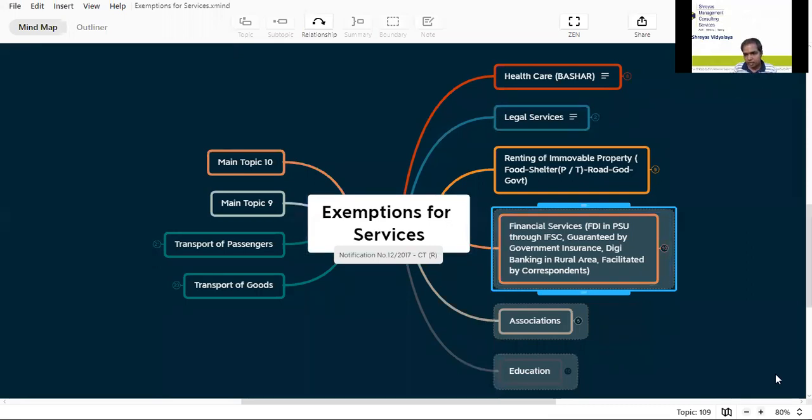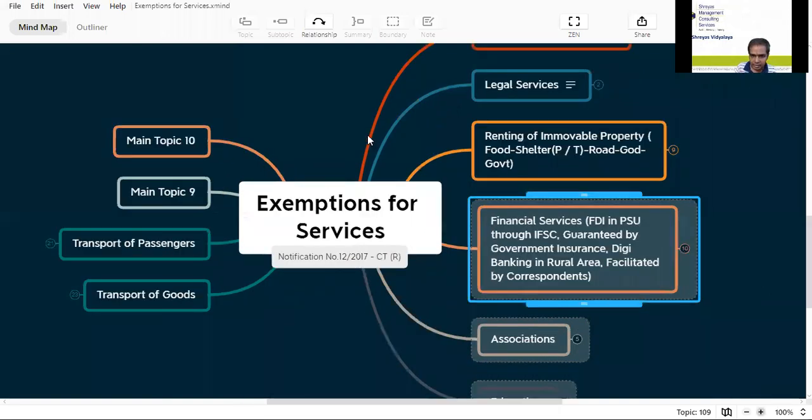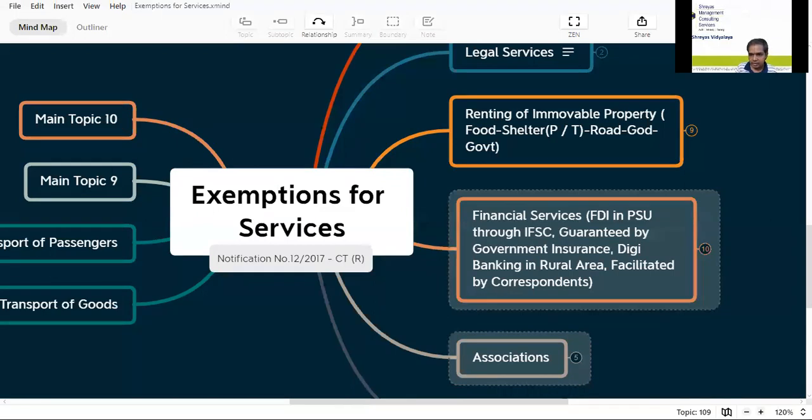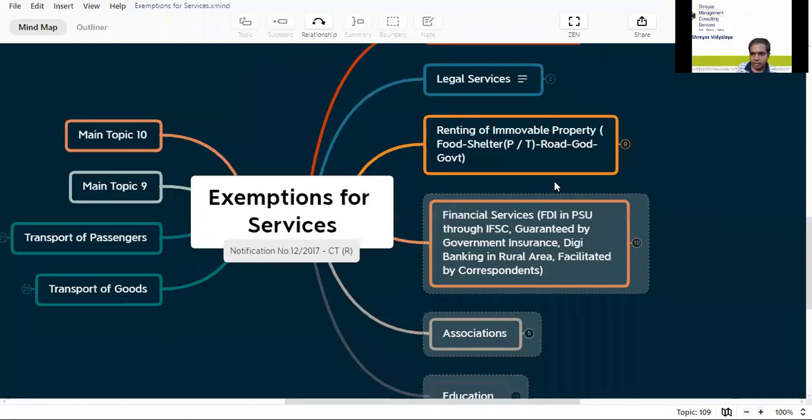Right, so we will go. These are the broad industries we have categorized. We will be starting from the healthcare industry onwards. So from healthcare, we will move forward to a lot of industries. We'll go into renting of immovable property. We'll get into legal services. We'll get into associations. So we have broadly grouped it into each category: transport of goods, passengers, education.